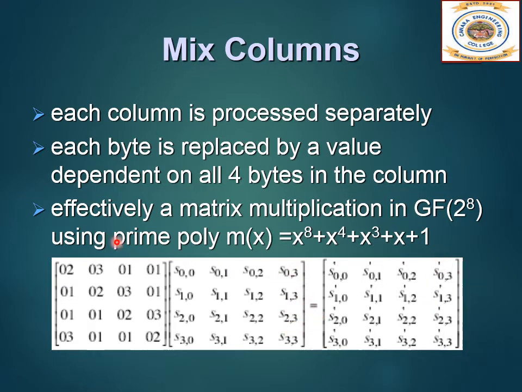All of this matrix multiplication is done in GF of 2 to the power 8 using the prime polynomial m of x equal to x to the power 8 plus x to the power 4 plus x to the power 3 plus x plus 1. This is used and the mix column is done.